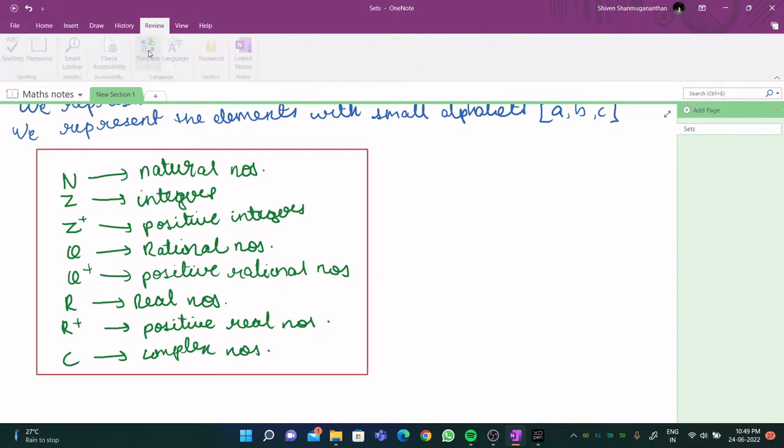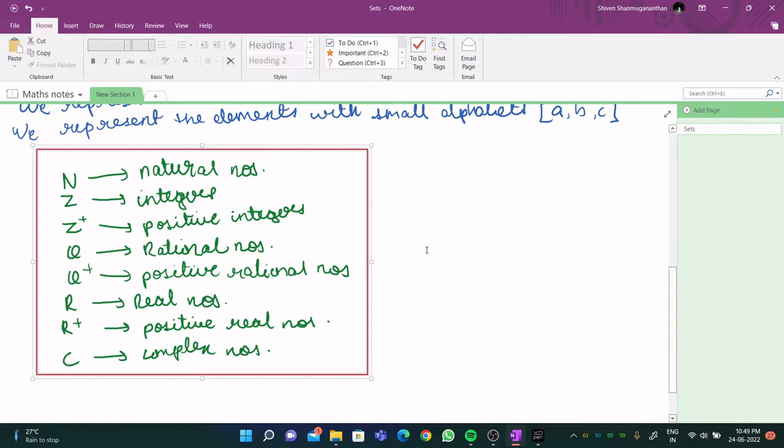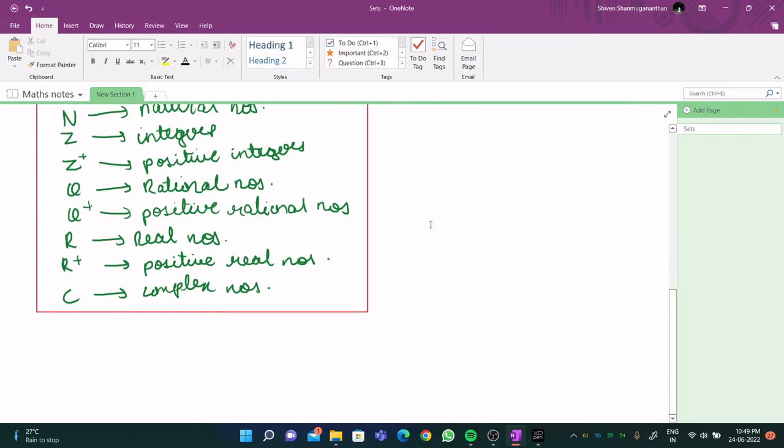Now moving on, we will do some examples. We'll do these examples orally. Which of the following collections are sets? So, a collection of all natural numbers less than 50. As we can see here, this is a well-defined collection. We know exactly what are natural numbers and what come under 50. Hence, this is a set.